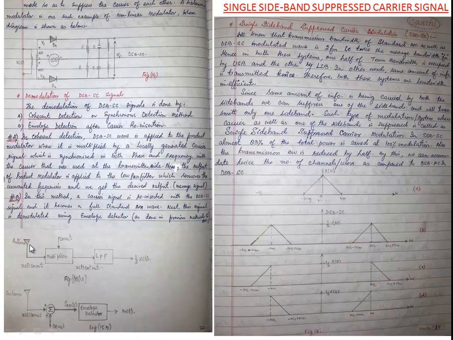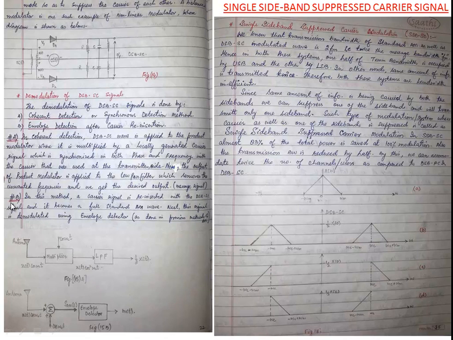This is the antenna. It starts receiving DSB-SC signals. You get a locally generated carrier signal. They give it to the multiplier, and the output of this multiplier is fed to the low pass filter, which filters it out and gives us the message signal back. Now the output of this product modulator is applied to the low pass filter, which removes the unwanted frequencies, and we get the desired output, that is our message signal.